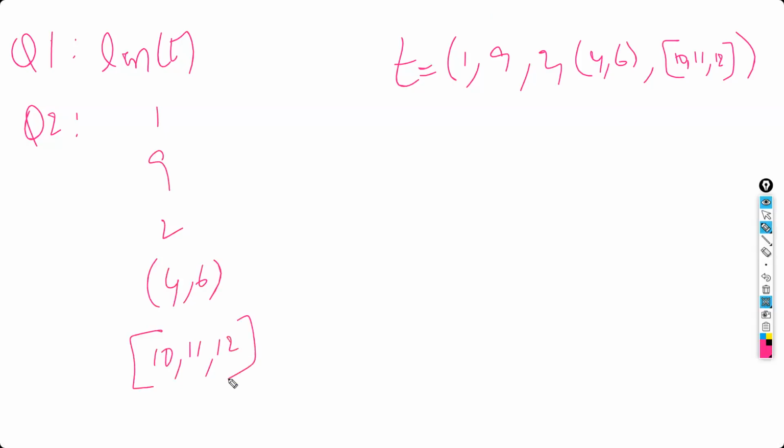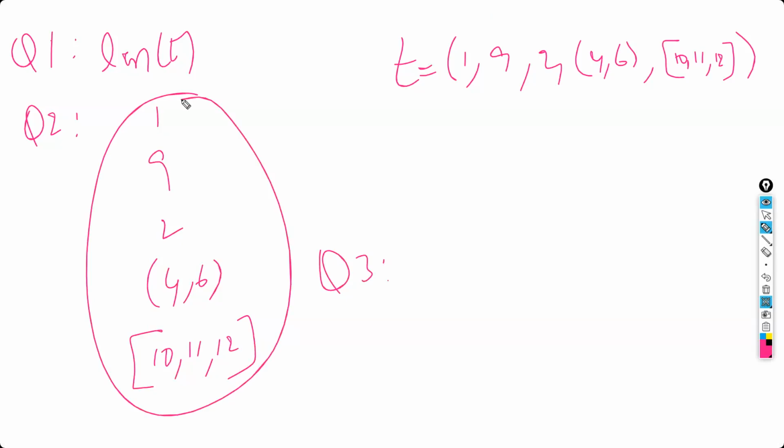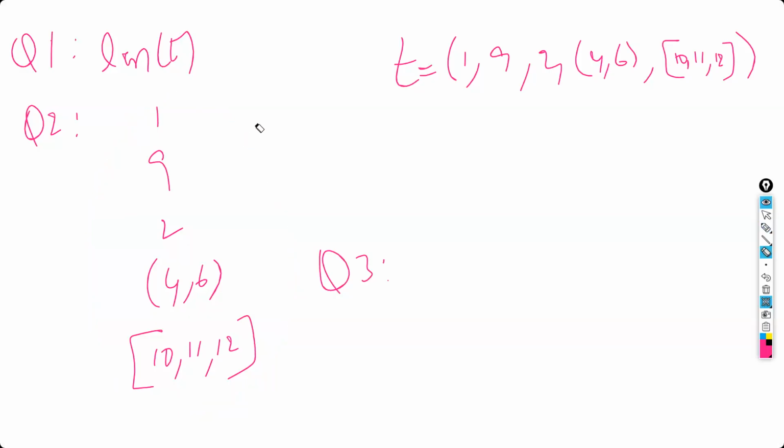Question number 3: Is 11 considered as tuple item or list item? Only 11. I asked the question clearly. Write question number 2 in the notes: What are the tuple items? You told total 5 items are there. What are those tuple 5 items? You told these are the 5 items.